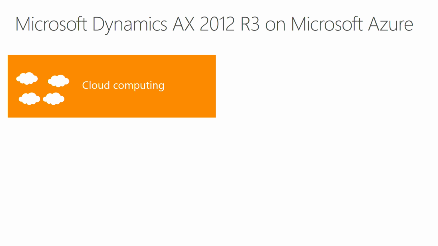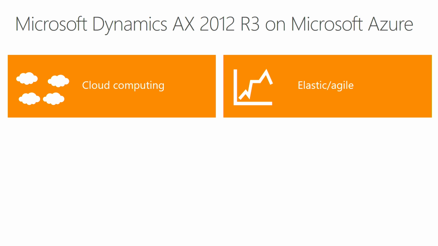It's 32 core, half terabytes of RAM, over 6 terabytes of SSD. It's as powerful a machine as you can get in the cloud. So Azure definitely gives you the computing power, to say the least. I'm sure you've heard this one a lot: elasticity, being agile, turn on the stuff you need.